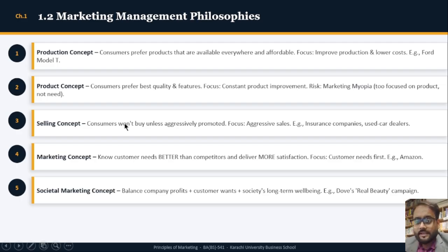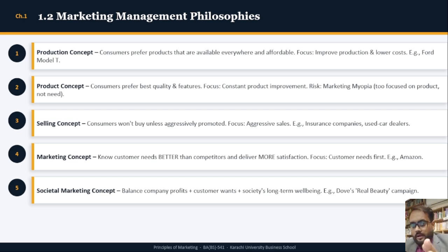Third is the selling concept. In the selling concept, consumers won't buy unless aggressively promoted. That means the company needs to promote its product very aggressively. If they are making any product, it is the company's responsibility to do huge marketing so that customers become aware, and on that basis the customer is going to buy the product.